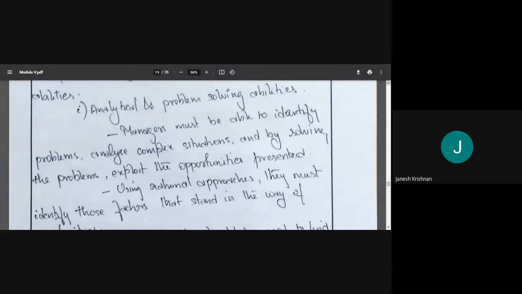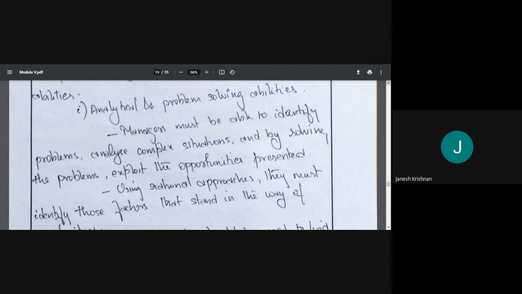So the manager has to identify the problem first and foremost. We are having the COVID situation. That's the problem. Then what can be done? A restaurant owner, what can he do? Analyze the situation and solve the problem. Either he can shut down his restaurant, or he can do home delivery.